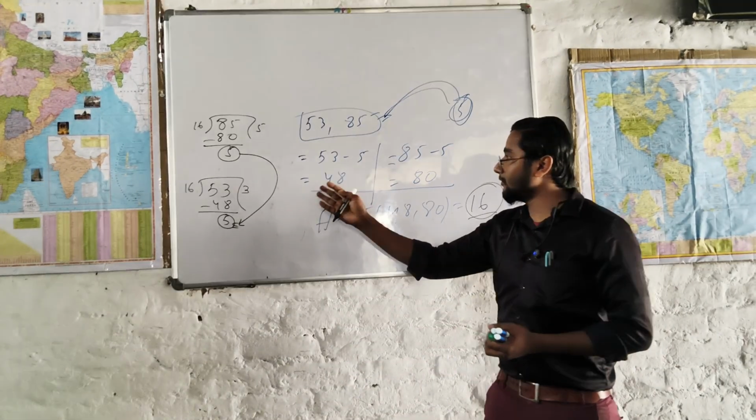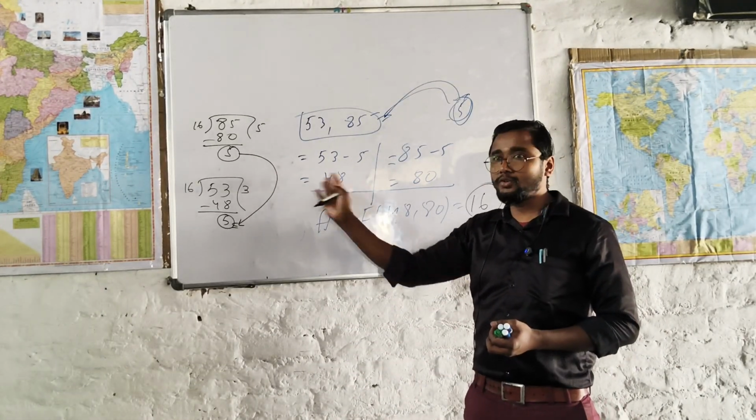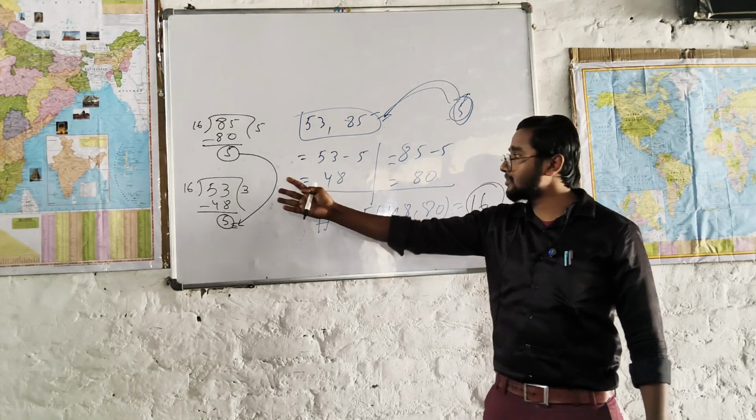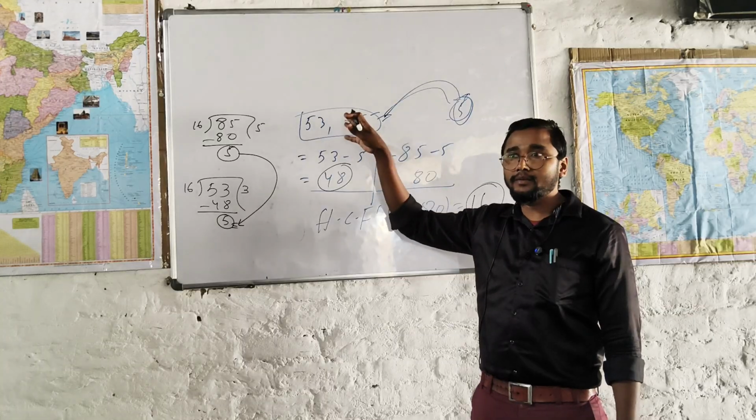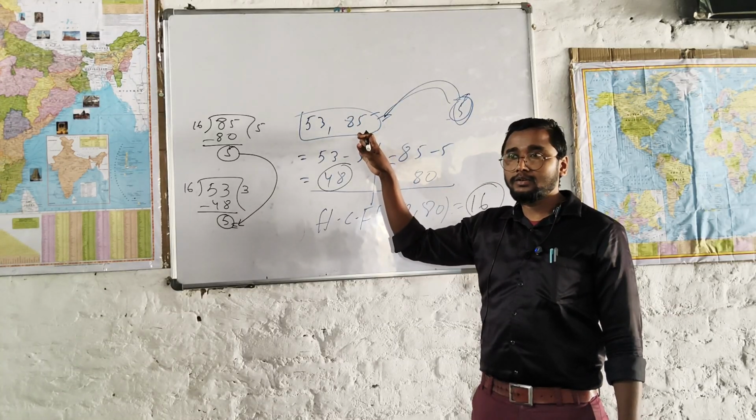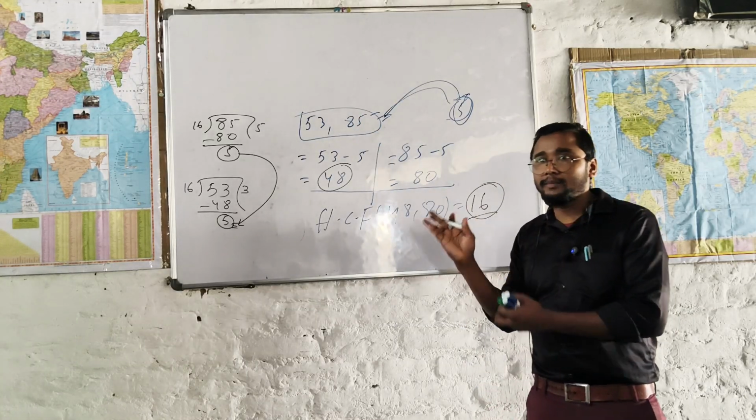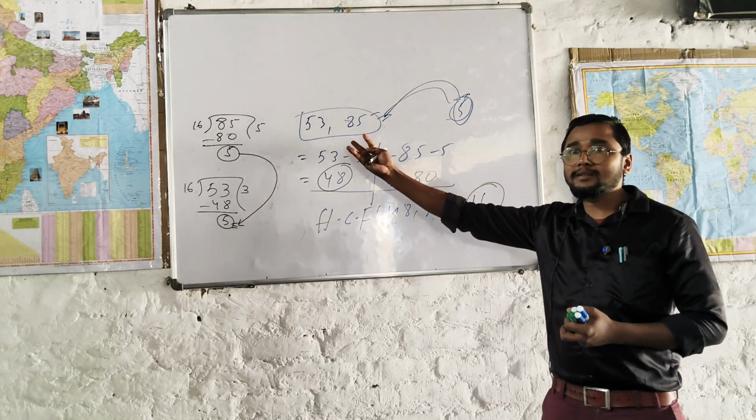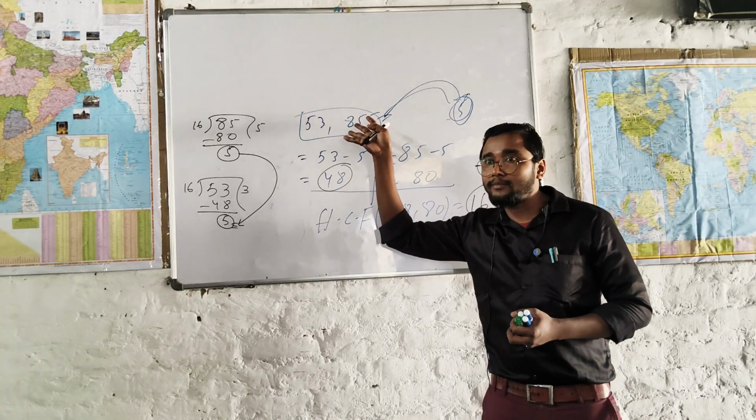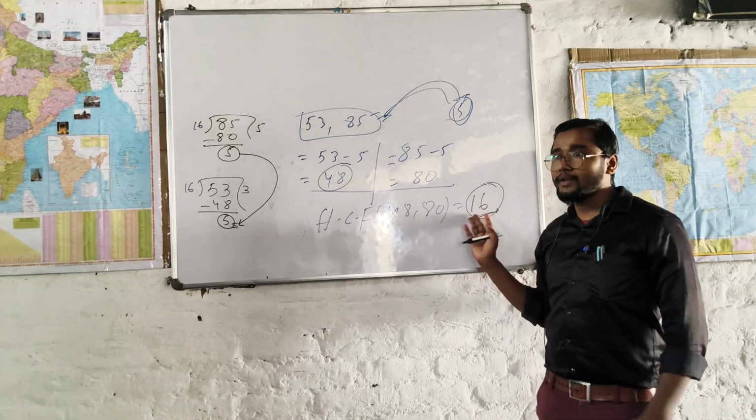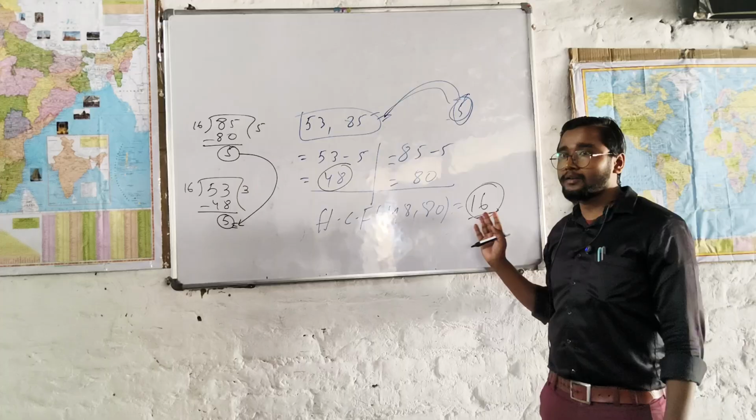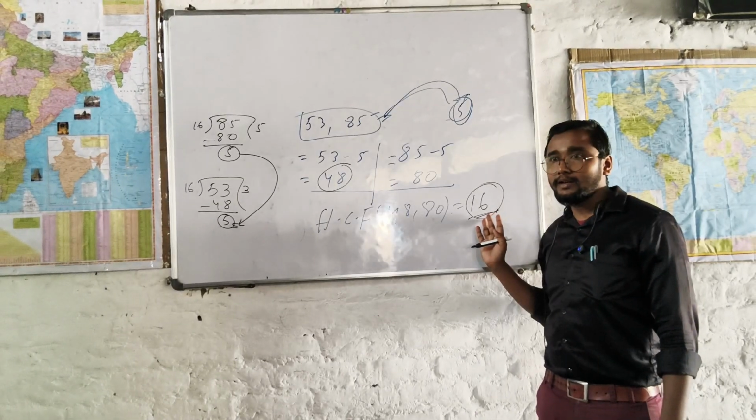Don't divide 48 by 16. If you divide 48 by 16, you will get remainder 0. This is not the original number. The original numbers were 53 and 85. The question is talking about the original numbers: find the greatest number that will divide 53 and 85. You got the 16 as the HCF of 48 and 80.